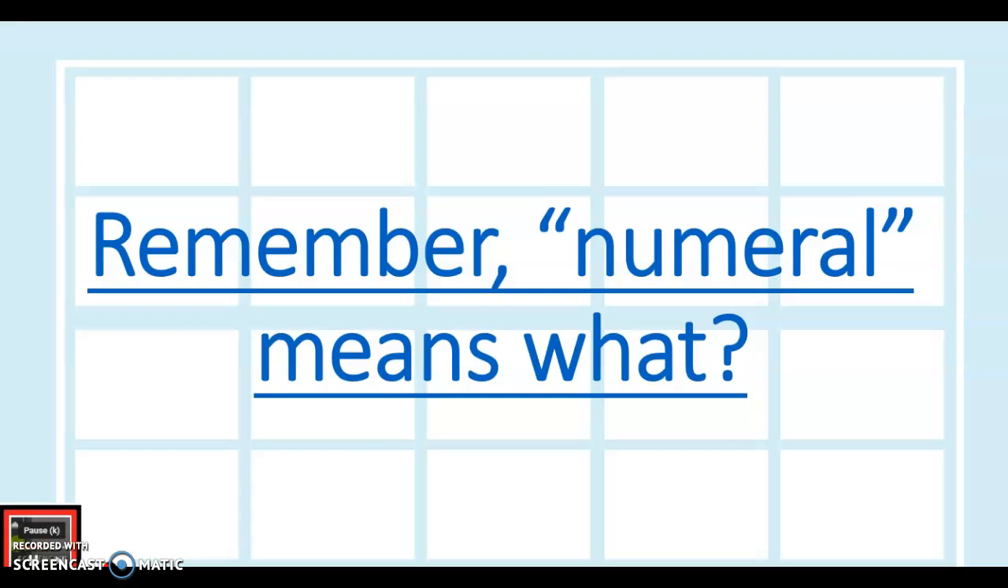Lastly, I want you to be thinking about what does numeral mean to you. Discuss this with someone at home, and when you're done, make a note in your journal, and I'll see you next time.